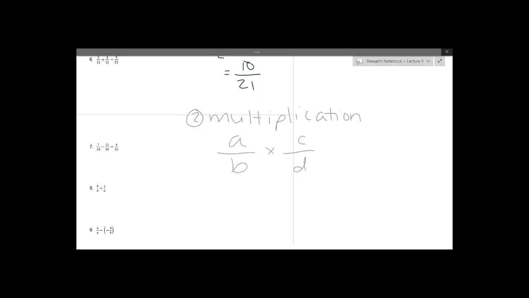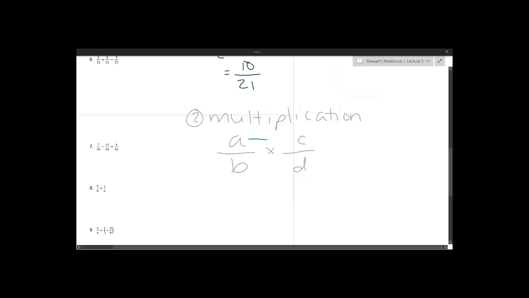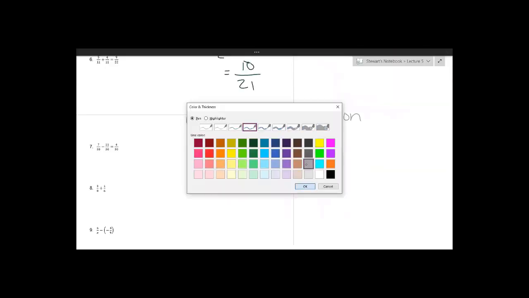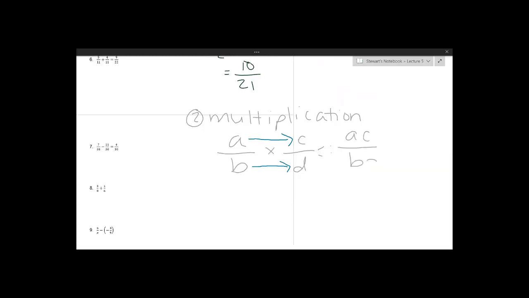I'll get a different color for this just to demonstrate. You multiply straight across the numerators to create a new numerator, and you multiply straight across the denominators to get a new denominator. So you'd end up with AC over BD. It's the same exact process as we employed above.